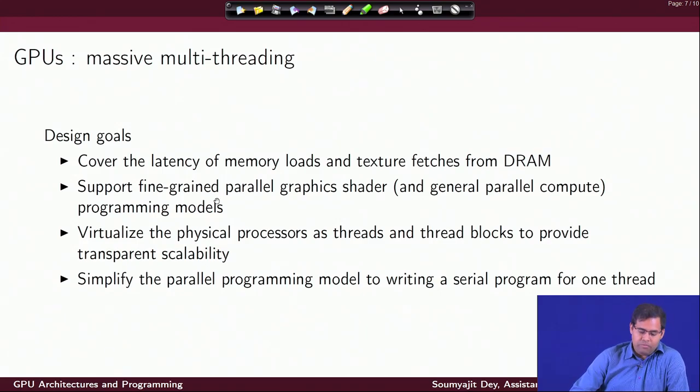And then comes the point that, well, you have fetched a lot of data points for the graphics shader programs to work, and you should be able to work on them in parallel and do the compute, right. So, this helps to accelerate also general parallel compute programs, but the primary goal was to accelerate graphics shaders in parallel. The third goal was to virtualize the physical processor as threads and thread blocks to provide transparent scalability.